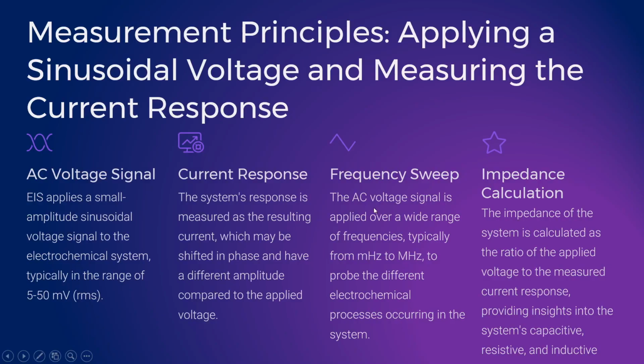Frequency sweep: the AC voltage signal is applied over a wide range of frequencies, as we talked about earlier, typically from millihertz to megahertz, to probe the different electrochemical processes occurring in the system. So it is necessary that you change the range of the frequency so you can disturb the different kinds of electrochemical processes that are undergoing in that material. And at the end, we do the impedance calculation. The impedance of the system is calculated as the ratio of applied voltage to the measured current response, providing insights into the system's capacitive, resistive, and inductive behavior.